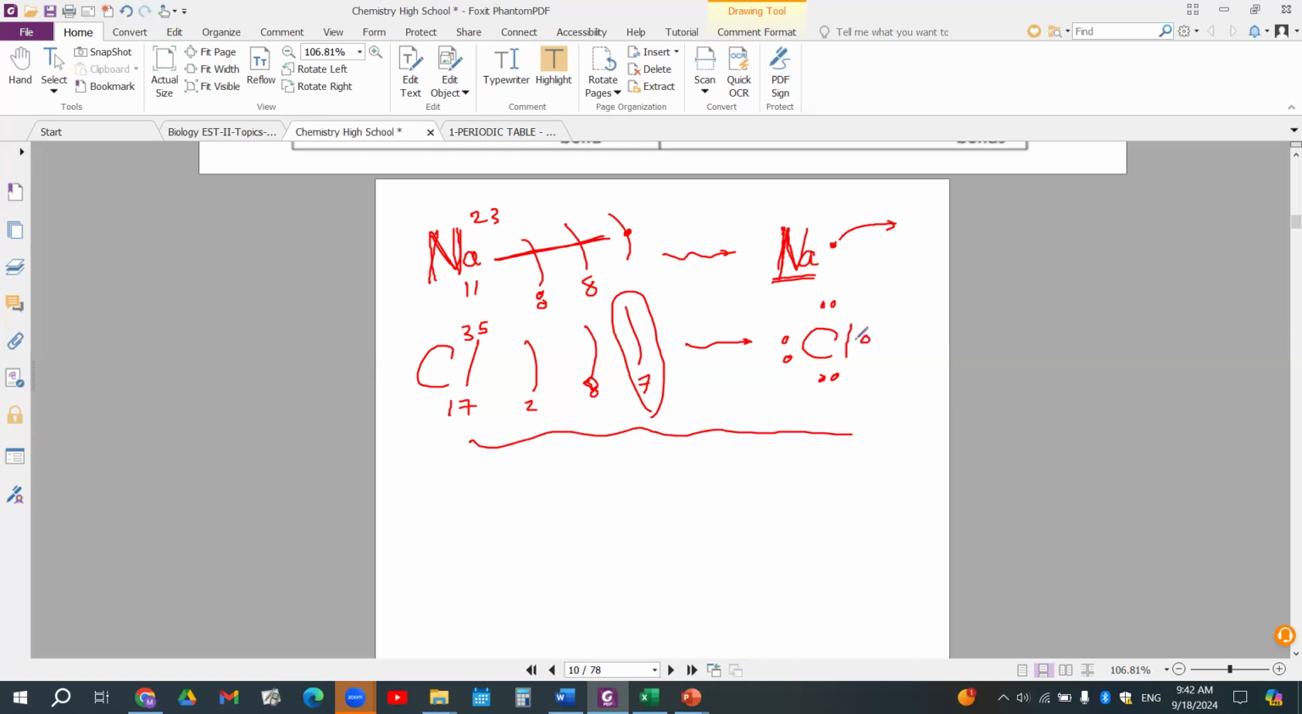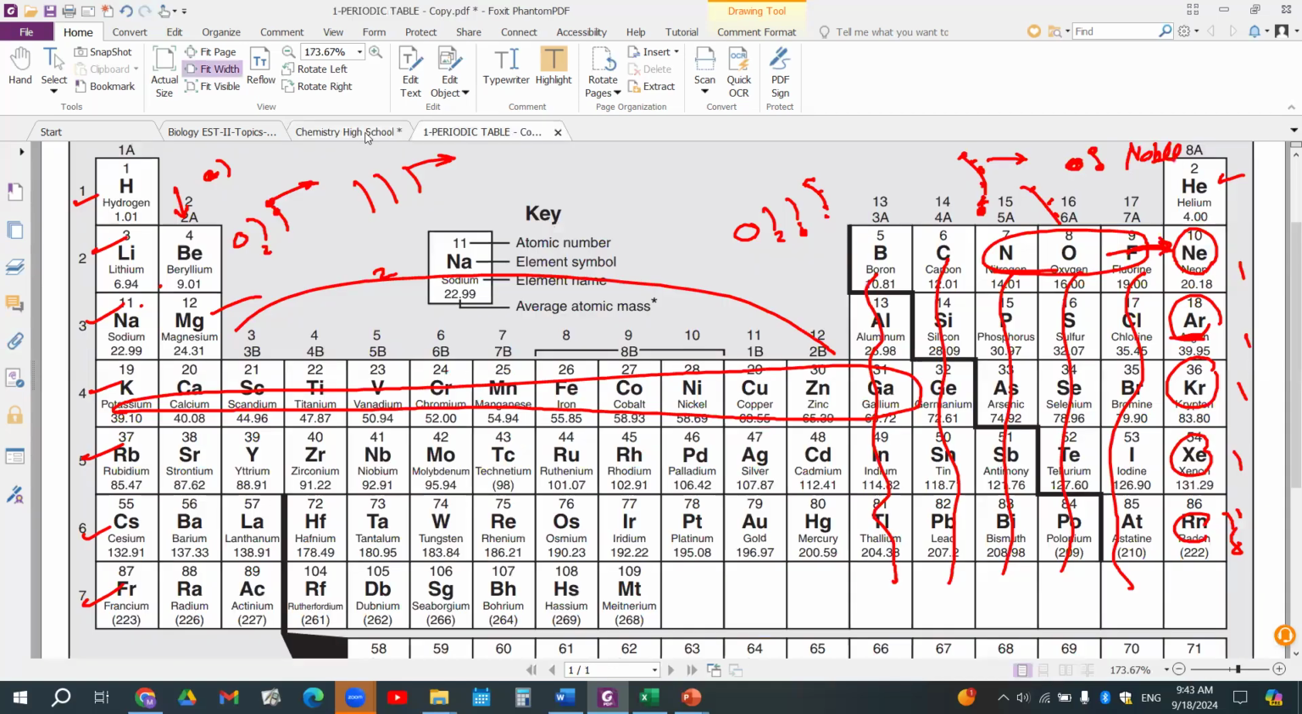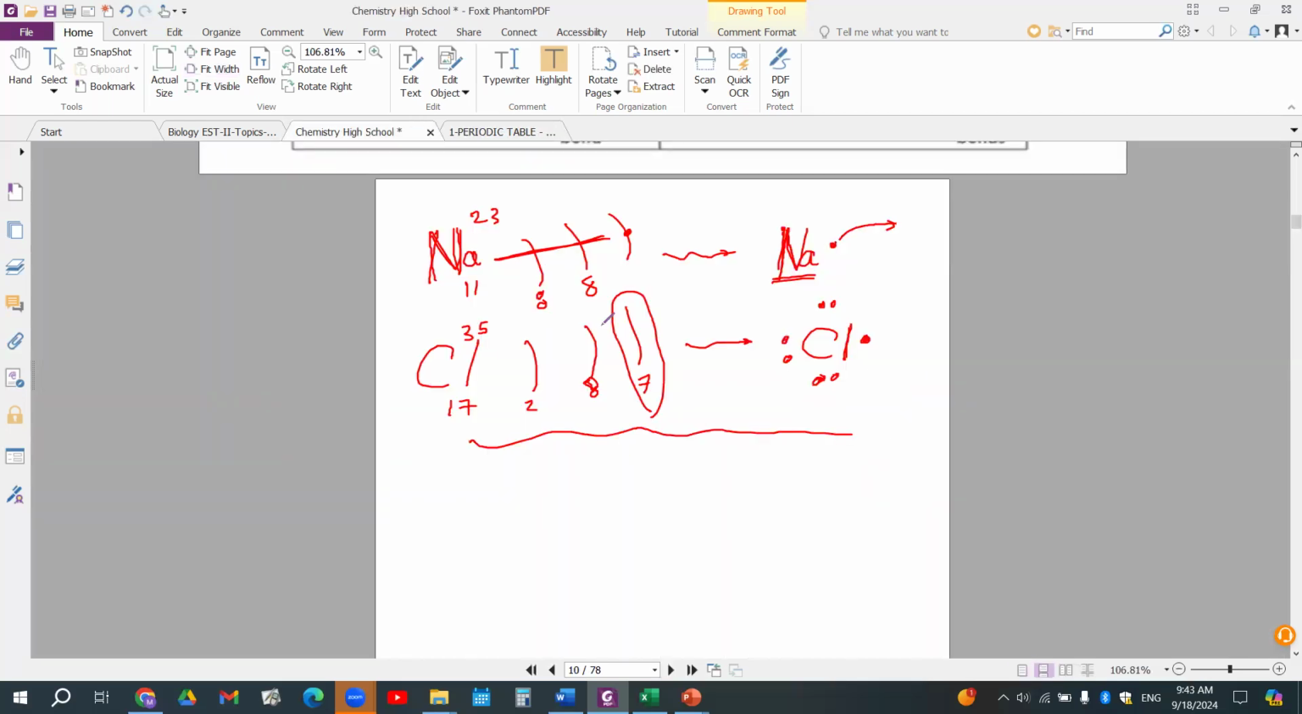Chlorine, Mr. Chlorine, Miss Chlorine, are you happy? No, I have only 7 electrons in the outermost shell. I need very much to make them 8, to become similar in electronic configuration to the nearest noble gas, which is neon, right? Which is argon, sorry. This is not happy. It has 1 electron. This is not happy because it needs an electron.